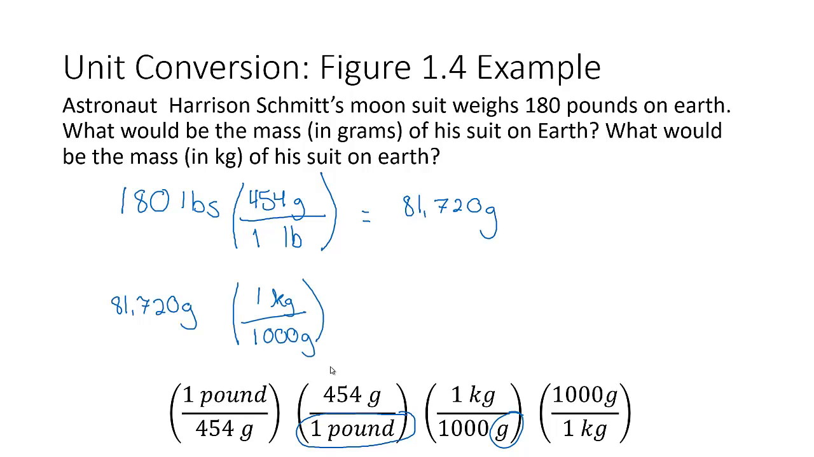And I guess I should also have said that whenever you do it like this, 180 times 454 divided by 1, that's what you would type into your calculator. And I hit enter after every step just to make sure I'm doing it right. So in this case, 81,720 times 1, enter, divided by 1,000, enter, and that will give us our final answer of 81.72 kilograms.